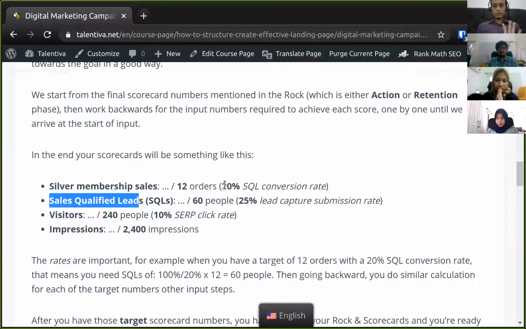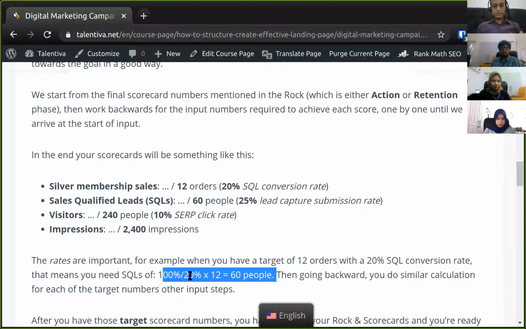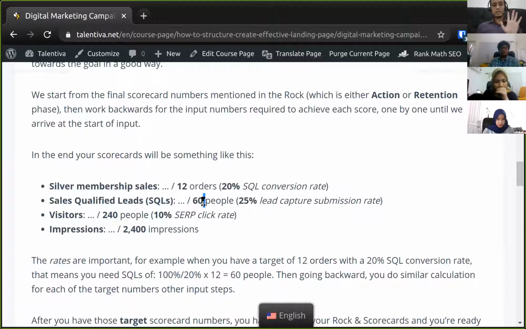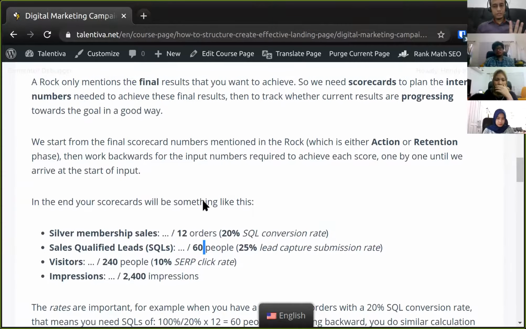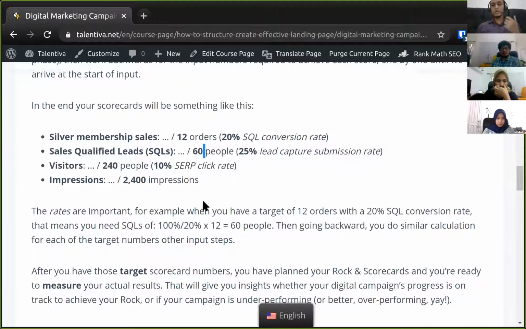If we have a 20% sales qualified lead conversion rate, how many SQLs do we need? That means we need 60 people. Because the conversion rate is 20%, we can calculate 100% divided by 20%, which is 5. So 5 times 12, we need 60 sales qualified leads. If this is in 1 quarter, that means you need 20 sales qualified leads per month, which makes it easy to track progress.